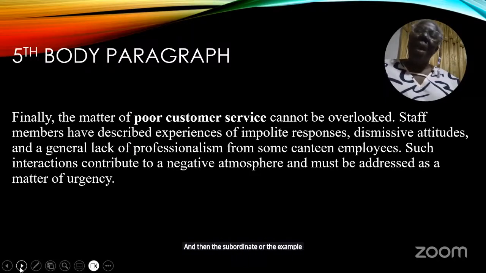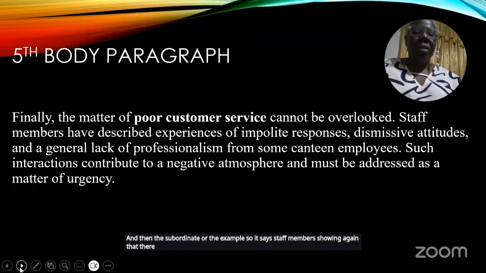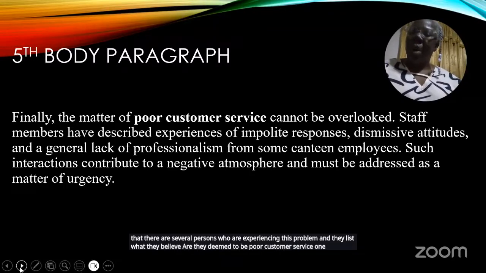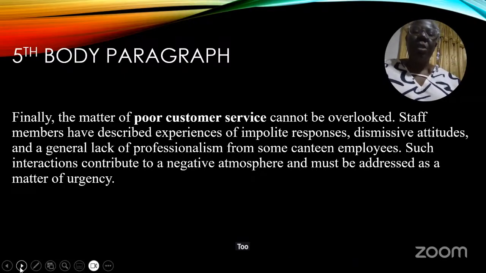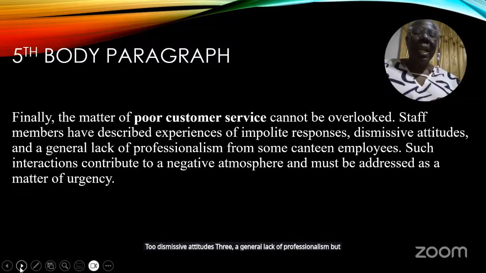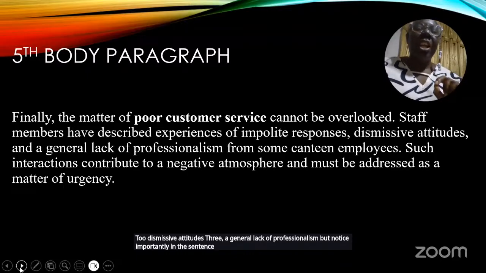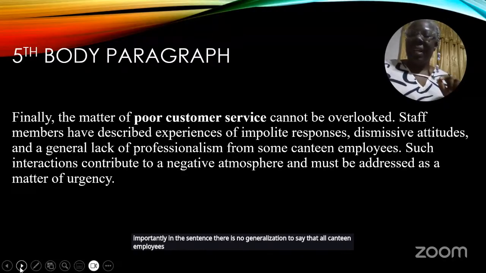So it says staff members, showing again that there are several persons who are experiencing this problem. And they list what they believe or deem to be poor customer service. 1, impolite responses. 2, dismissive attitudes. 3, a general lack of professionalism. But notice, importantly, in the sentence, there is no generalization to say that all canteen employees are dismissive and impolite and unprofessional. It says some.